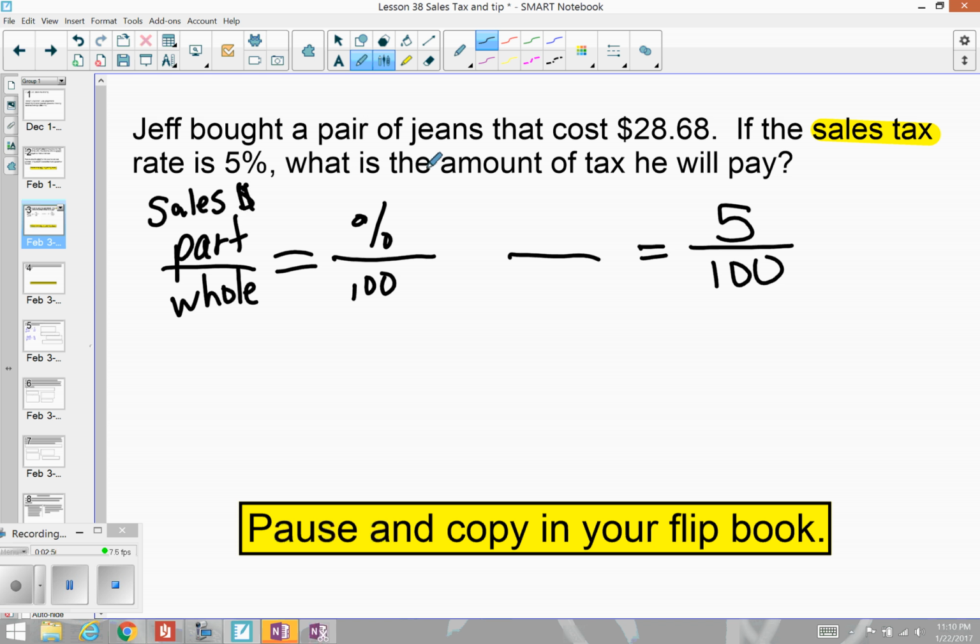And since we don't know how much the sales tax is going to be, that's where we're going to put our variable. And our whole amount is $28.68. So because we're basing this value off of the whole that we are going to have to pay, $28.68 is our whole, and then this is our part we're looking for.